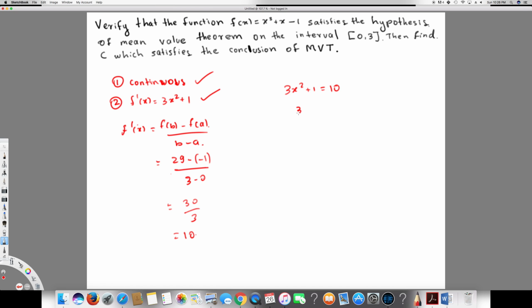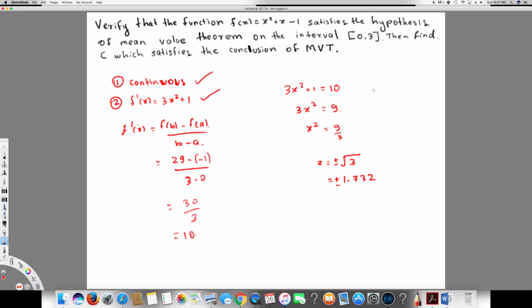If I bring the 1 to the other side, it's going to be 9, and x squared is going to be 9 over 3. Therefore x is going to be plus or minus square root of 3. Let me use the calculator. It comes out to be 1.732, and it can be plus or minus, but now we have to check whether it is within the endpoints.